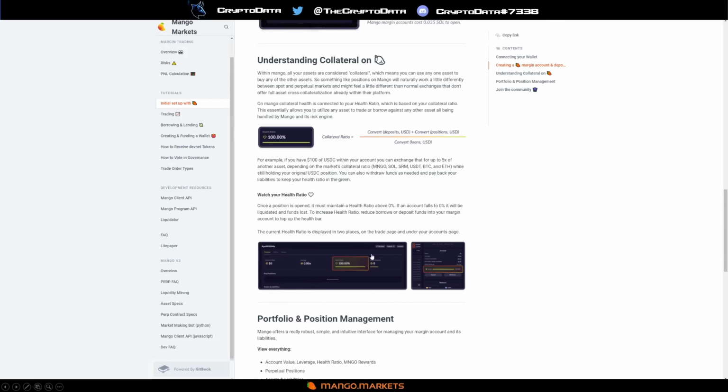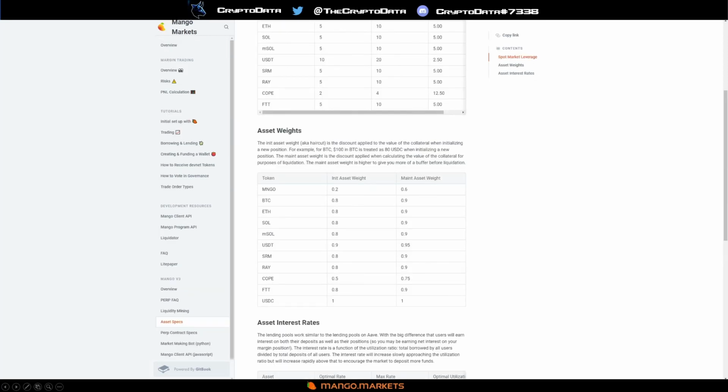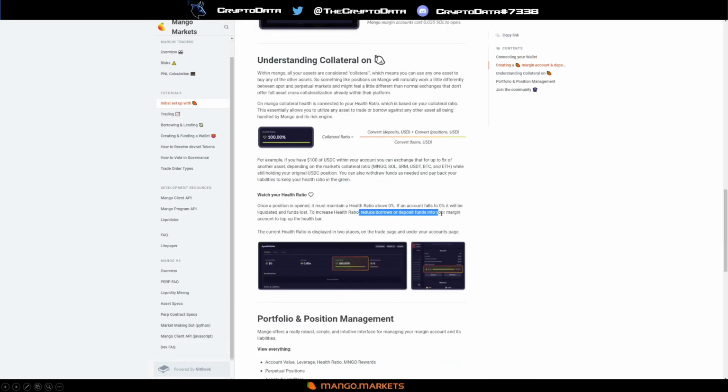Those are two things you can do: either reduce your borrows, so sell the perps back, or deposit funds into your margin account, deposit more USDC, to help offset that. There are a lot of different ways you can do it, but make sure you keep an eye on this health ratio. And if it gets closer to 0%, you definitely want to do one of these two things to increase that percentage back so you don't risk getting liquidated.